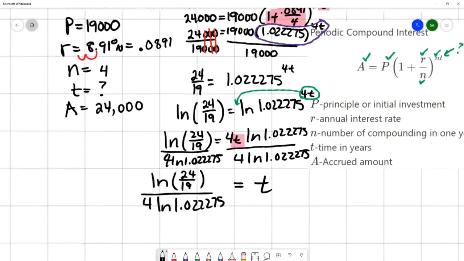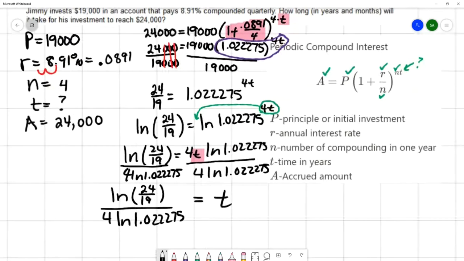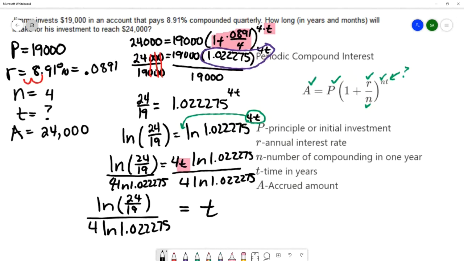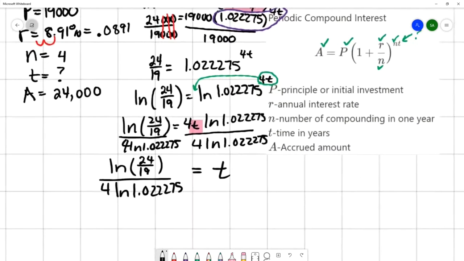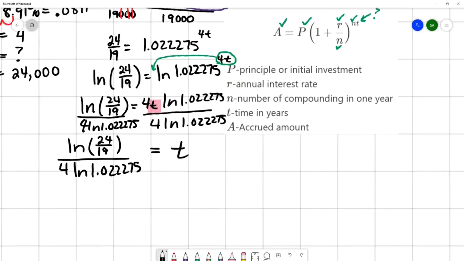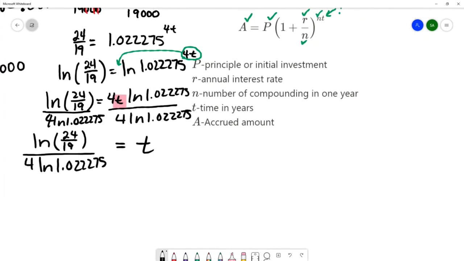We're going to type this into the calculator, and before we do that, I just want to remind you that the question asks you to put this in years and months. When we put it in the calculator, it will be initially in only years, and we'll have to do a conversion to put it in years and months.